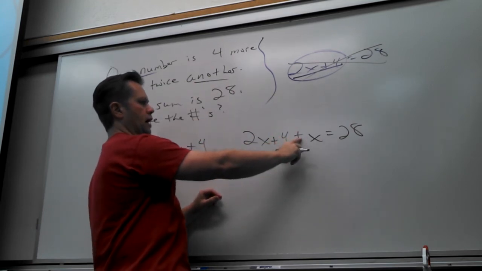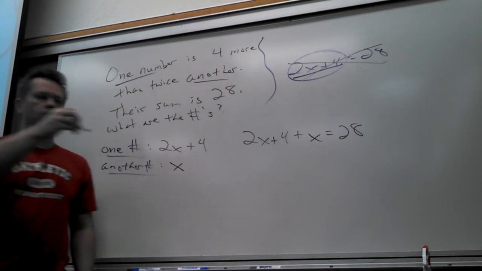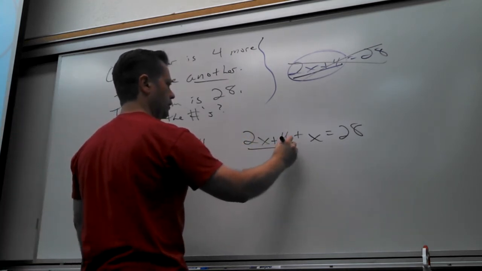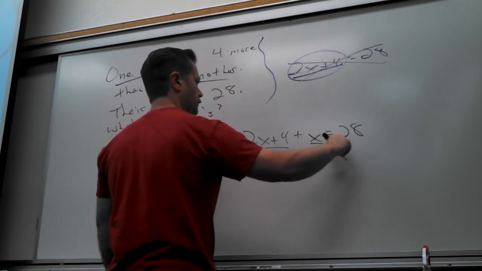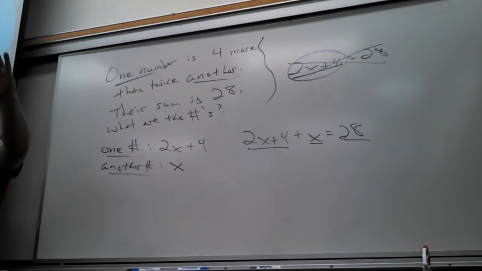One number added to another number is 28. That's okay. Effectively what it says, right? So one number added to another number gives you 28. So I can read equations, I can translate them into English directly.